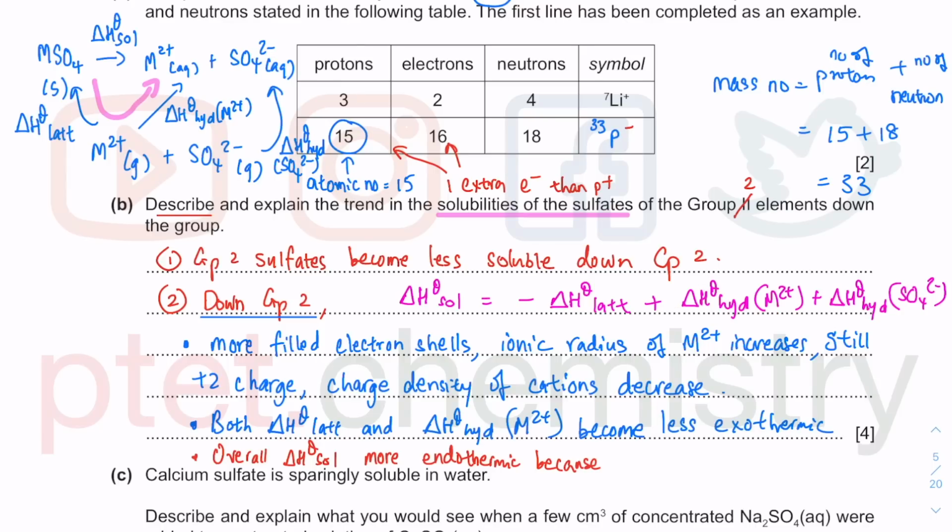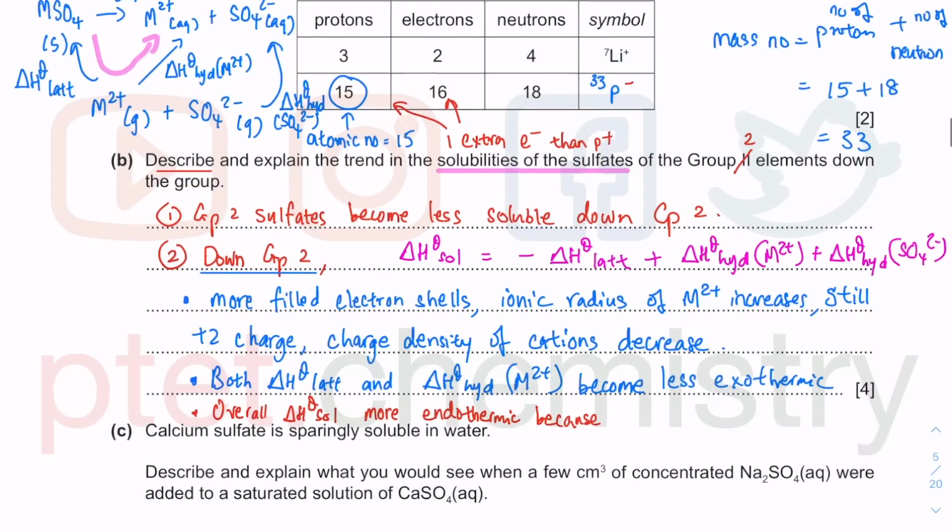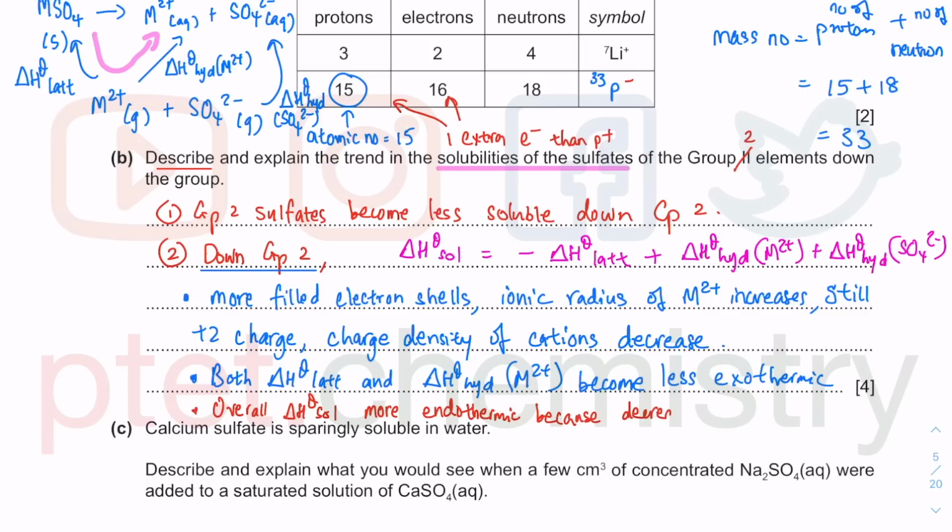So the decrease in hydration of the cation must be greater than the decrease in lattice, or you can say the decrease in lattice must be lesser than the decrease in hydration. Both ways will mean the same thing. So that means the decrease in lattice is lesser than the decrease in hydration of the cation. So hydration could be cation or anion, but our anion is not changing as they are all sulfate. We're just changing the cations, and that affects the charge density of cations. Both lattice and hydration become less exothermic, but one of them decreases more than the other.